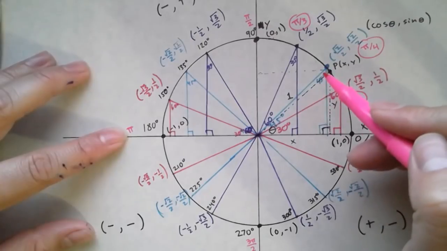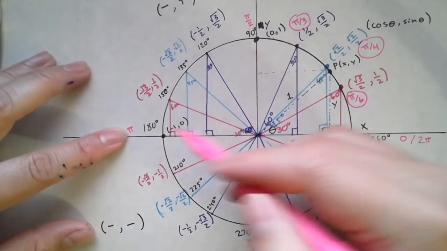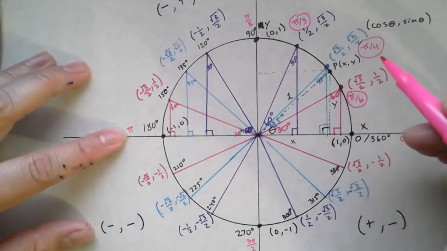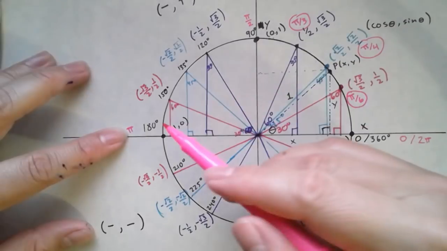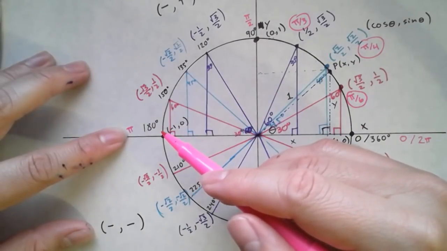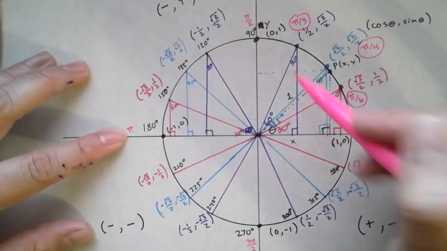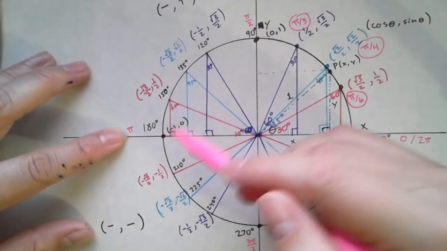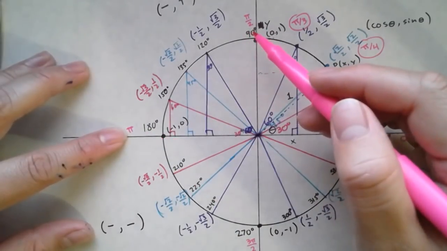45 degrees, what's 45 out of 180? 45 out of 180 is 1/4. So what's 1/4 of pi? Well, pi over 4. 60 degrees, what's 60 degrees of 180? That's 1/3. So what's 1/3 of pi? Pi over 3. 90 degrees is half of 180. So half of pi would be pi over 2.